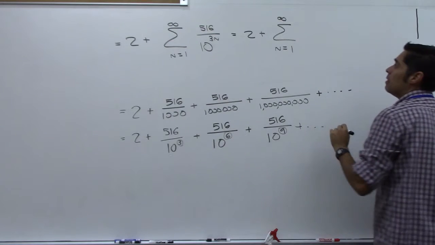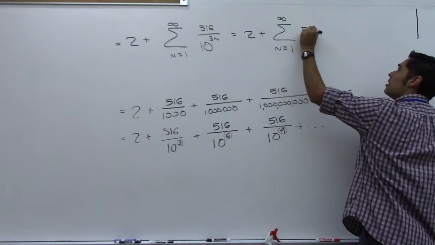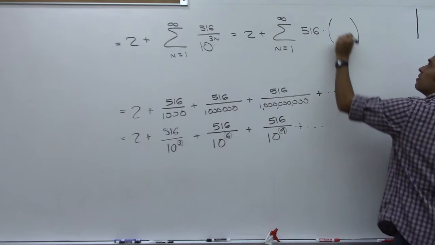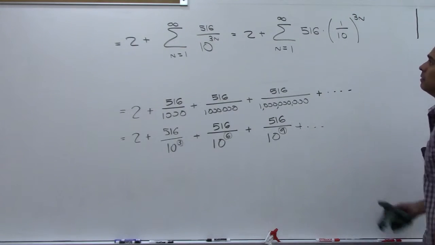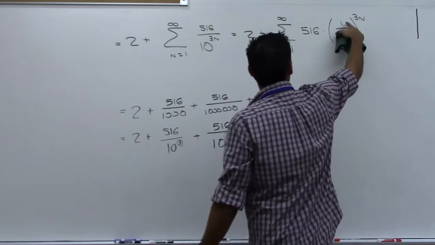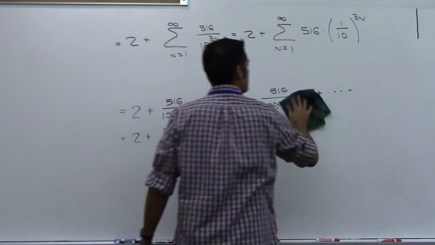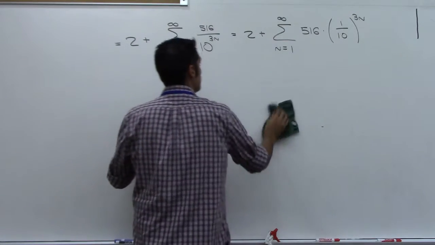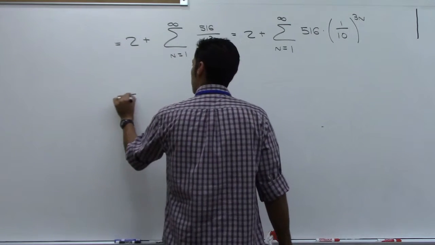Okay, and then what do we want to do? Let's take the 516 here times, let's look at this as 1 over 10 to the 3n. So 1 to the 3n is still 1, 10 to the 3n is 10 to the 3n on the bottom. Now remember, I need to make this for geometric. If I'm going to start my index at 1, I need to make that an n minus 1. I don't like the 3 being there.